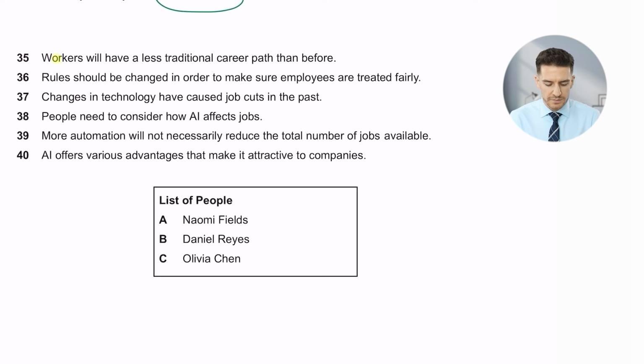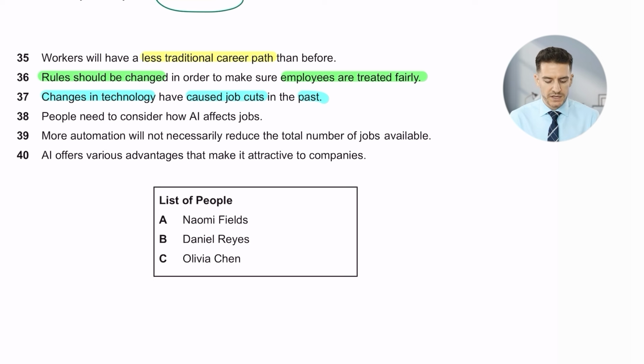Let's look at 35. Workers will have a less traditional career path than before, okay? Rules should be changed in order to make sure employees are treated fairly. Sorry, let me just highlight the keywords. A less traditional career path. This one here, rules should be changed, employees treated fairly. Changes in technology have caused job cuts in the past. So the keywords there will be changes in technology, caused job cuts, past.